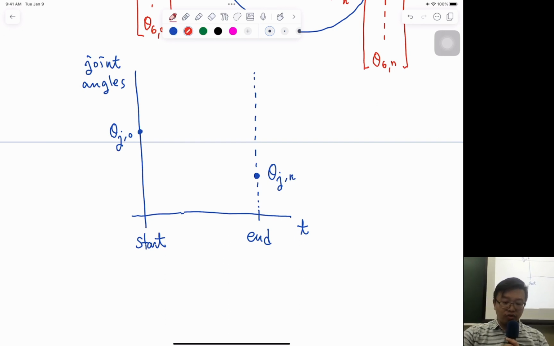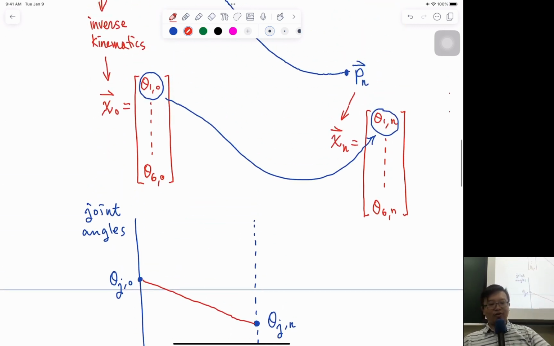So what you can do is to linearly change the joint angle from the initial one and reach the last one. You can linearly change it. And you do the same for all 6 angles.